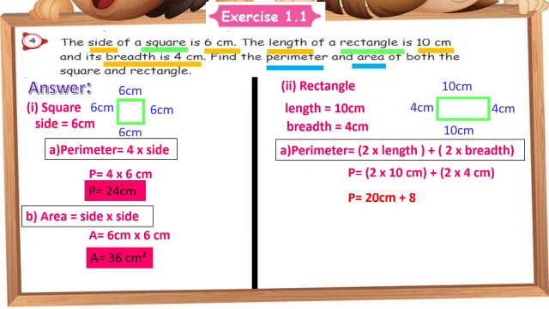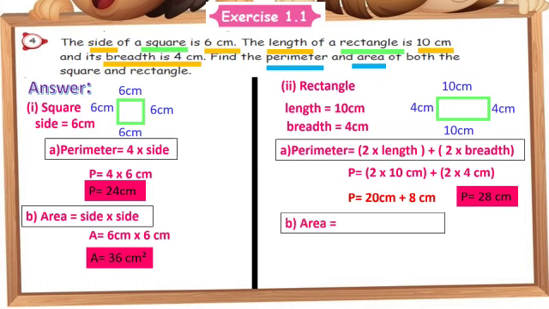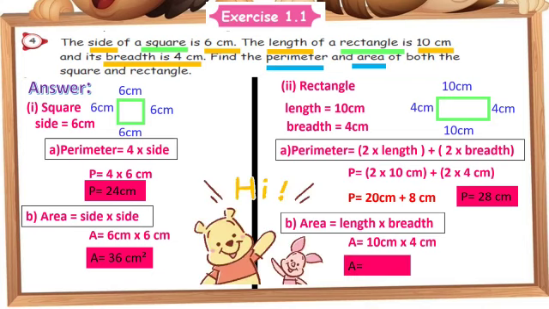After multiplying, 2 tens are 20 centimeter and here 8 centimeter. Finally, we need to add these two, so perimeter equal to 28 centimeter. Here also, if we add all these four sides, 10 plus 4 plus 10 plus 4, you will get the same 28 centimeter only. So no doubt. You select whichever you wish. Come to the B portion. Area equal to length into breadth. So that's equal to 10 into 4 centimeter.